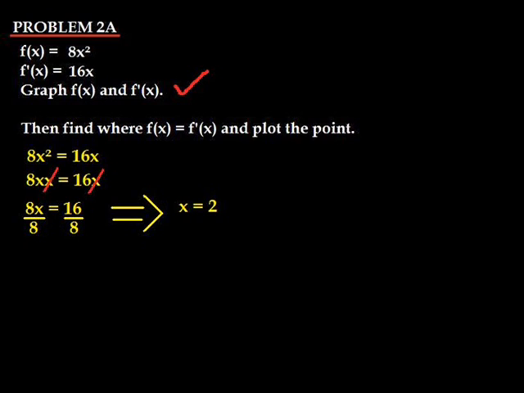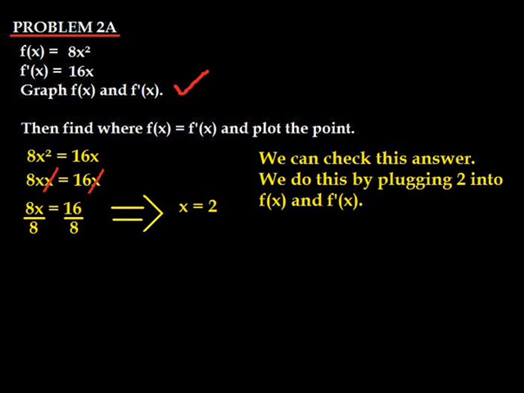Now if we're not sure of our answer, we can check this. We do this by plugging the value of 2 into f of x and f prime of x. So the 2 is taking the place of the x, gets subbed into the equation. We've got 8 times 2 squared, which is 8 times 4. That's 32.